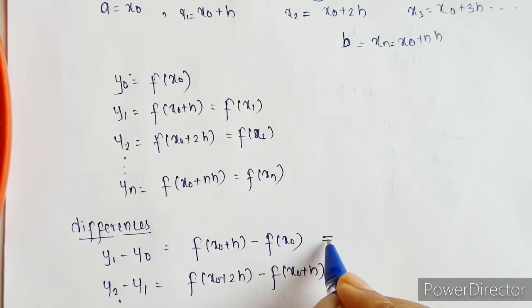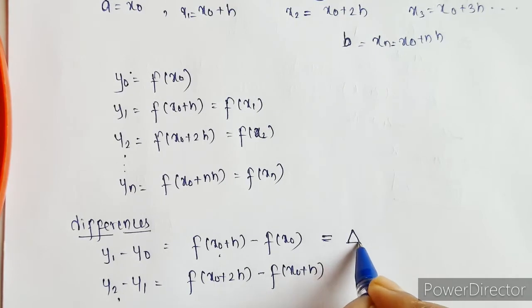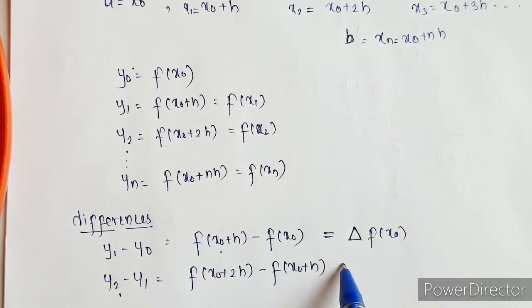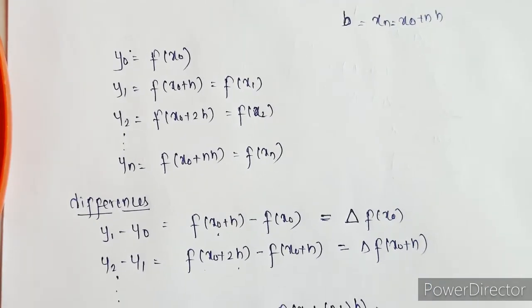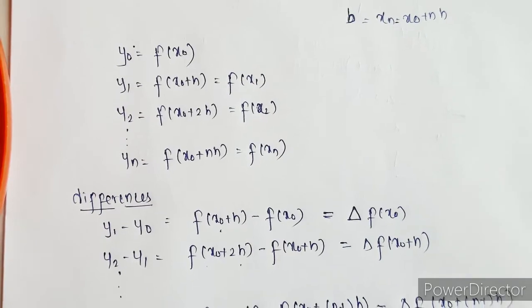Now this is difference between f of x naught plus h and f of x naught, okay. And since we are talking about forward difference, since this is our forward operator, we can write this as delta of f of x naught. Second term, that is f of x naught plus 2h minus f of x naught plus h, the difference between y2 and y1, can be written as delta of f of x naught plus h, forward difference, okay. Similarly, next will be delta of f of x naught plus 2h. The last one we can write as delta of f of x naught plus n minus 1 times h.